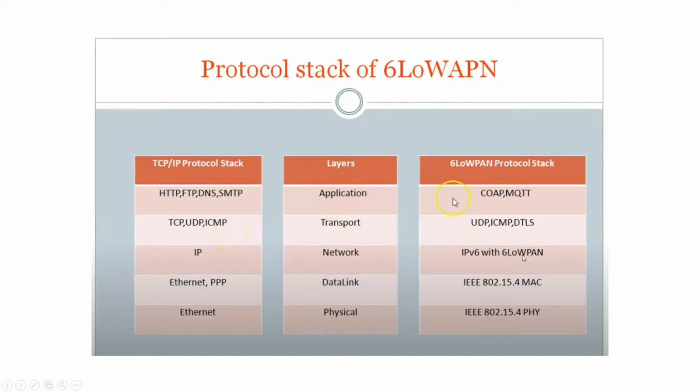And in the transport layer, UDP, ICMP and DTLS. DTLS we will see later. UDP is User Datagram Protocol, and ICMP is Internet Control Message Protocol. So all those things that we know in the case of a transport layer.